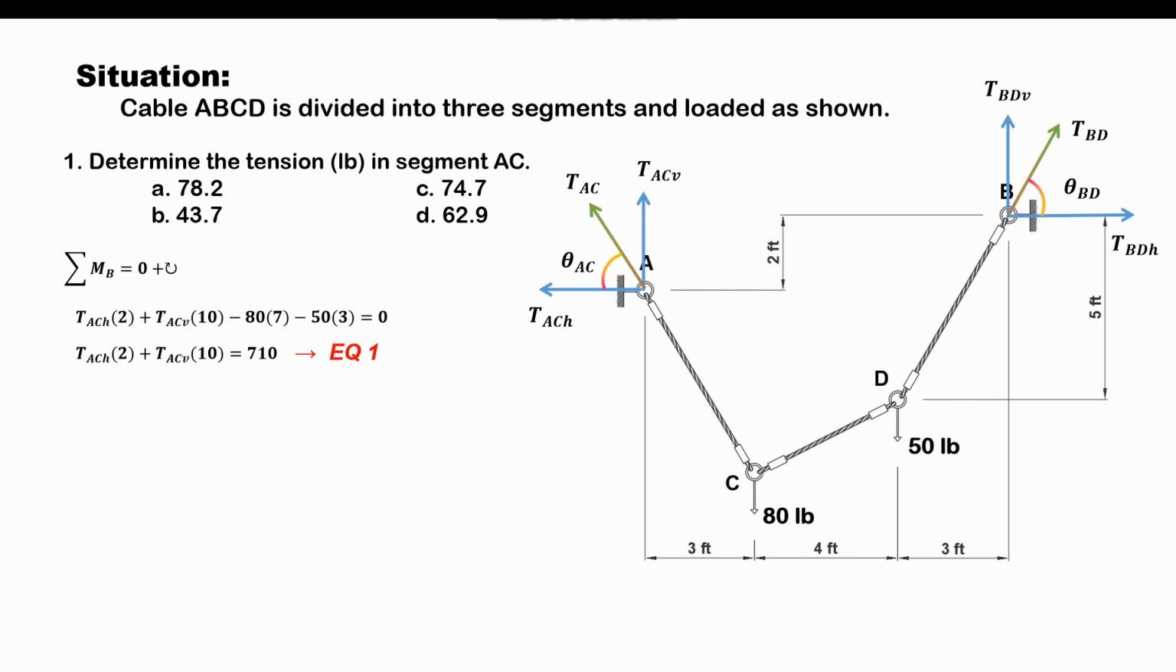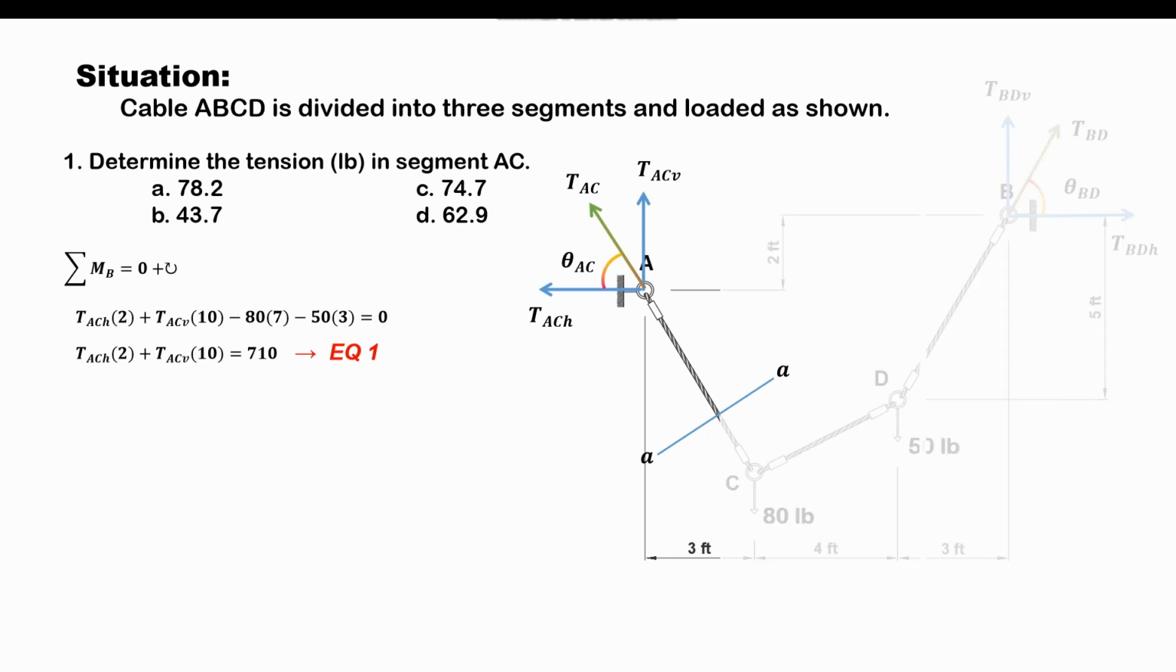So let's try to explore possible locations where we can pass a cutting section. Let's first pass a cutting section AA on segment AC, and let's consider the side that includes joint A. Since we pass a cutting section at segment AC, it would expose the tension of the segment itself, which is TAC also. However, if we would use the equations of equilibrium here, we will not produce any useful equation since the resultant reaction at A and this tension of the segment AC are equal.